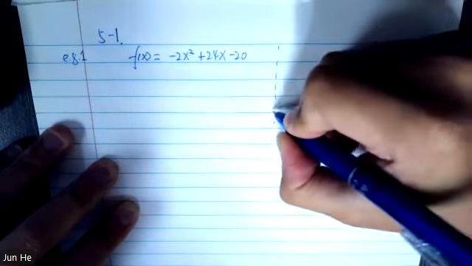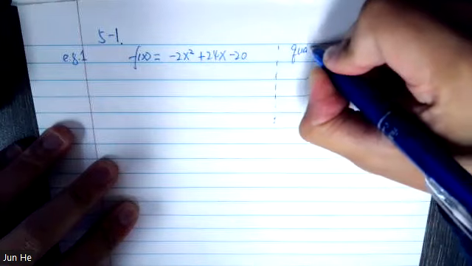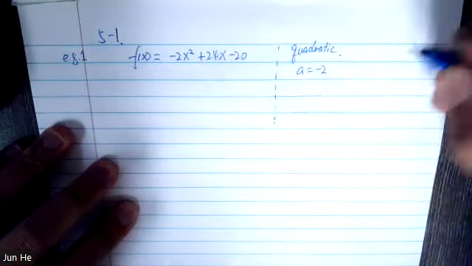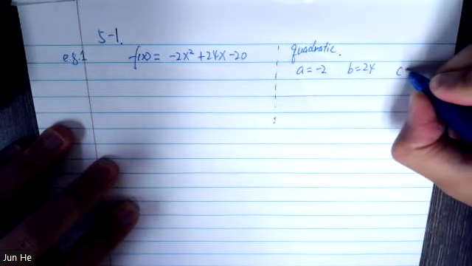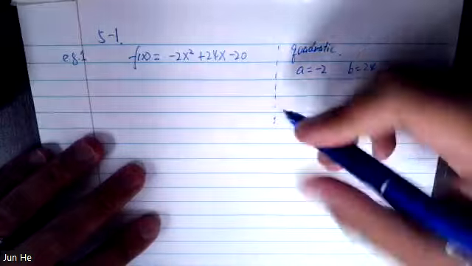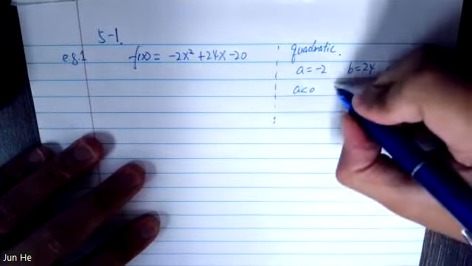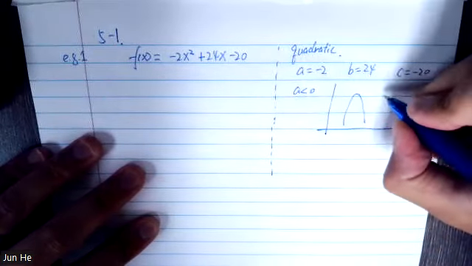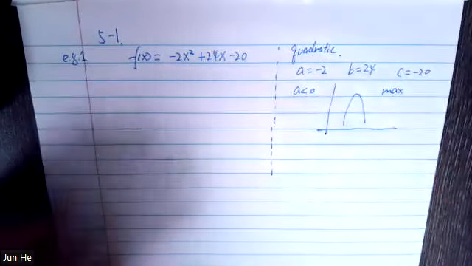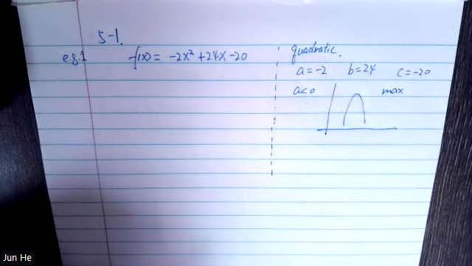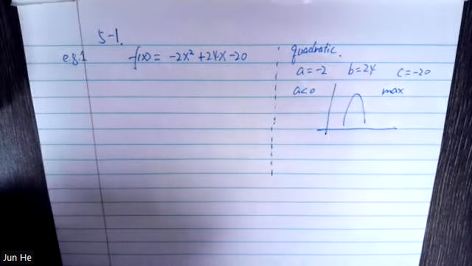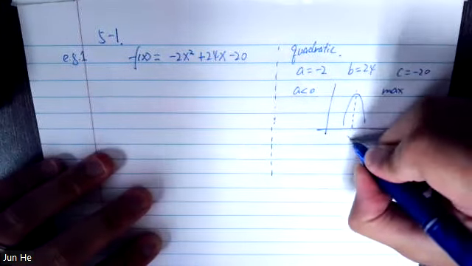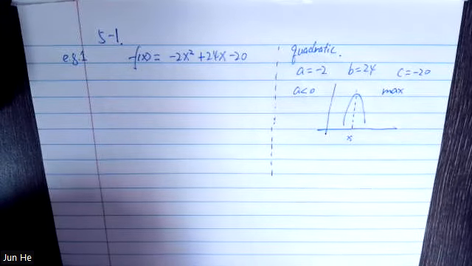So let's first look at this function as a quadratic. Here a equals minus 2, b equals 24, c equals minus 20. In this case, a is smaller than 0. That means this function should be opening downwards, right? Therefore, there is a maximum for this function. So the optimization is actually maximization in this case. Then, how can we find the x that maximizes this function?